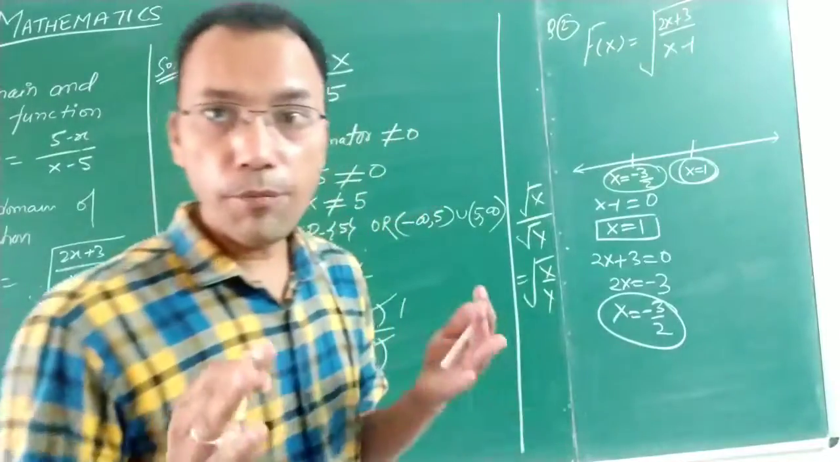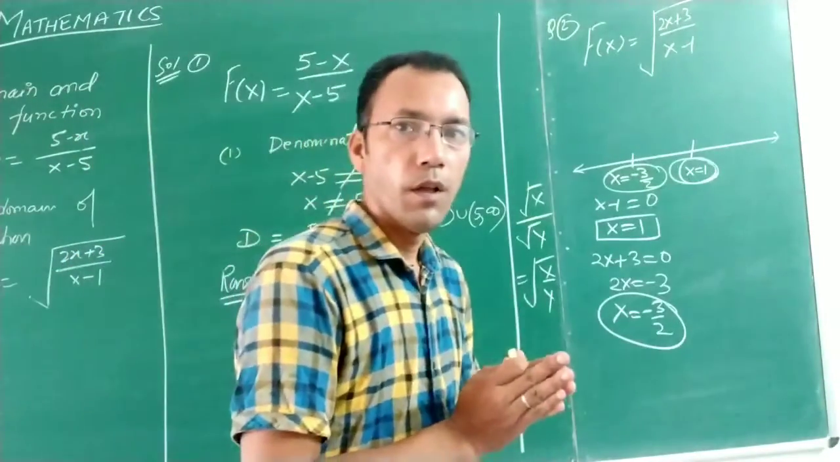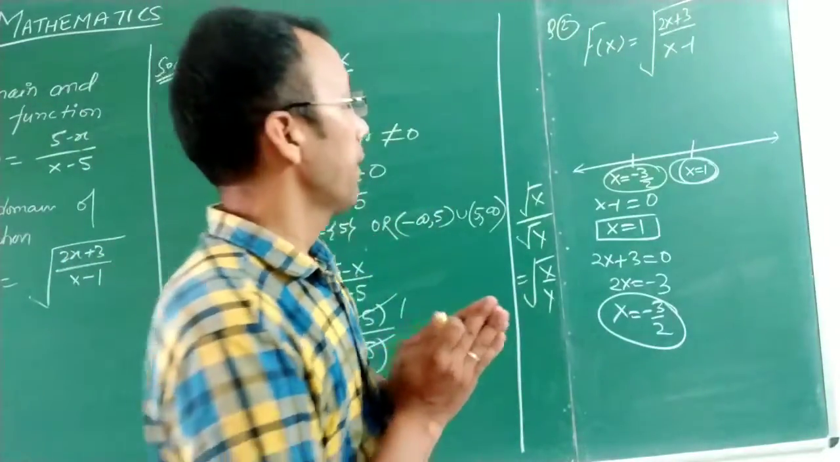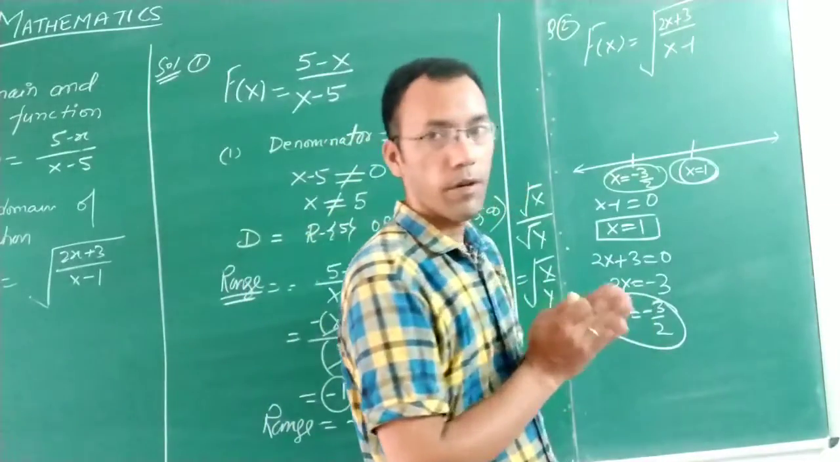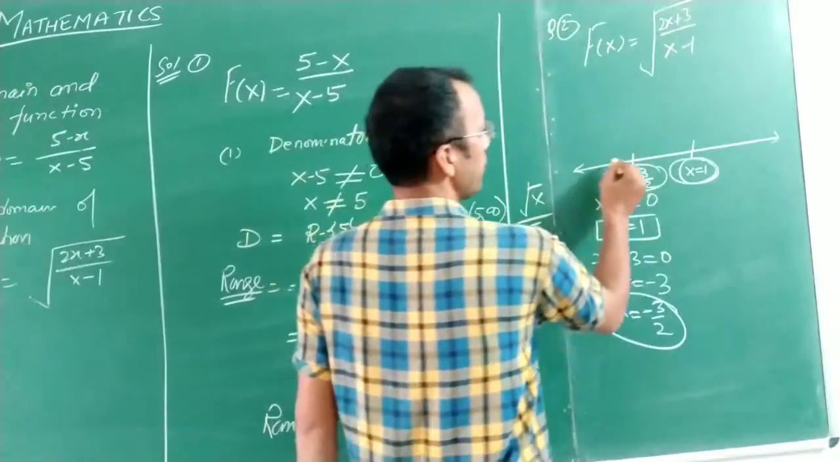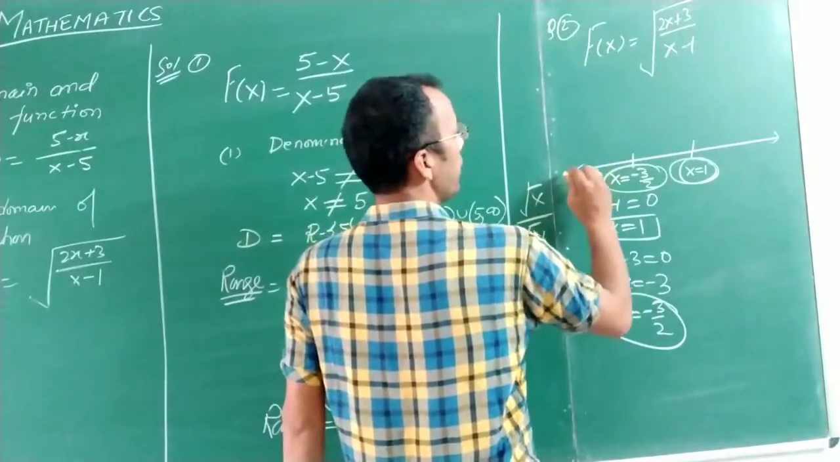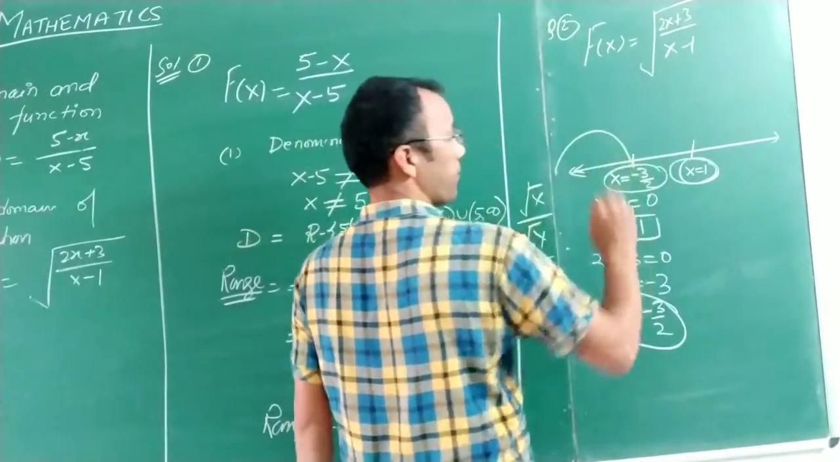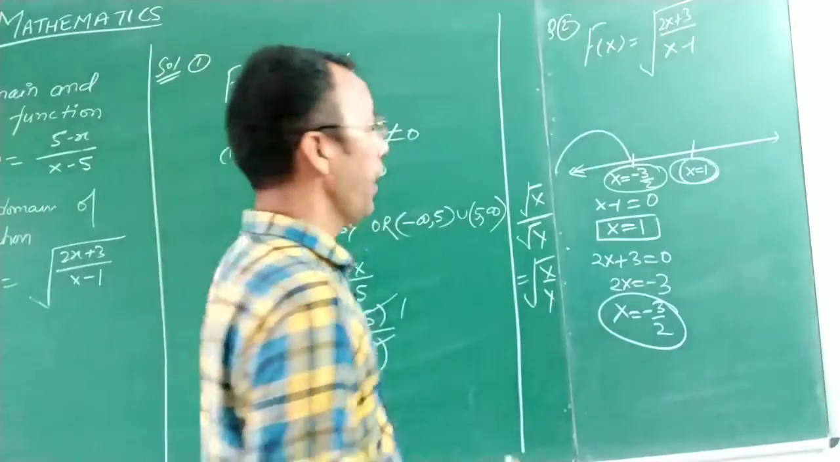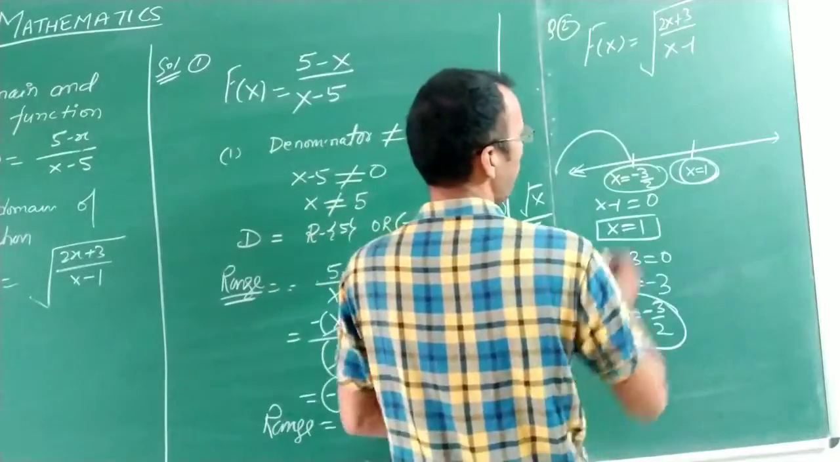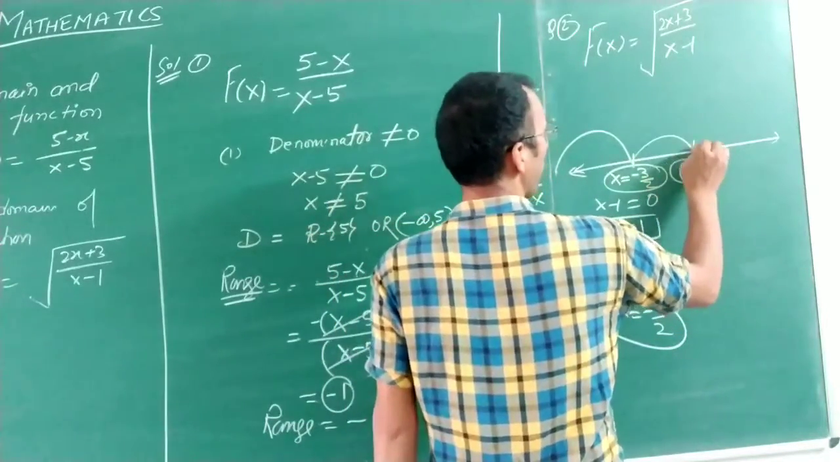And how many intervals are there? Understand, students, we have to find out the intervals. The first interval is minus infinity to minus 3 by 2, and the second interval is minus 3 by 2 to 1.